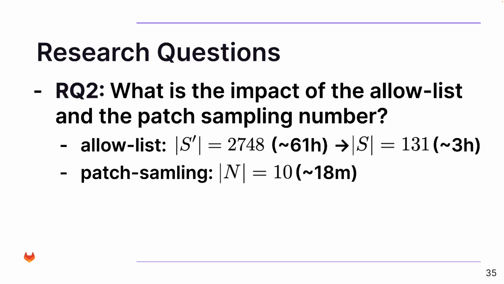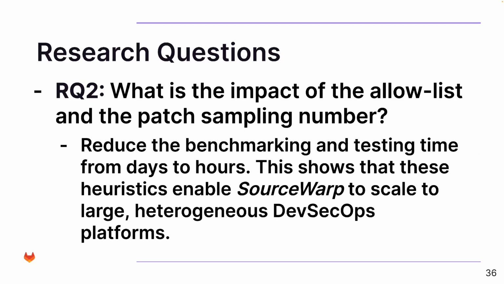And then the patch sampling is another factor. In our case, we decided to go with a patch sampling number of 10, which was good enough. It provided us enough granularity to make some sort of assessment about the progression of findings over time, and this further reduced the execution time from 3 hours to 18 minutes. So what we can clearly say is that both the allow list and the patch sampling number helped us to reduce the benchmarking and testing time from days to hours, and this enables us to run these types of experiments while building out the feature.